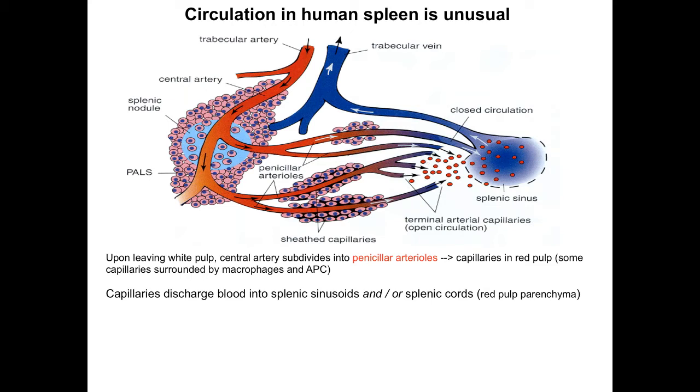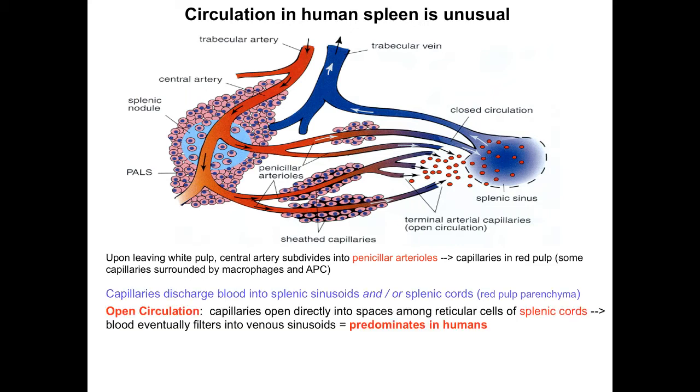Capillaries discharge blood into the splenic sinusoids or directly into the red pulp parenchyma. In open circulation, capillaries open directly into spaces among the reticular cells of splenic cords, and the blood will eventually flow or filter into the venous sinusoids. This open circulation predominates in the human spleen.